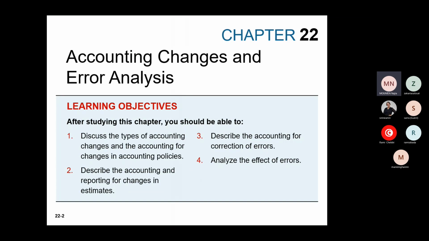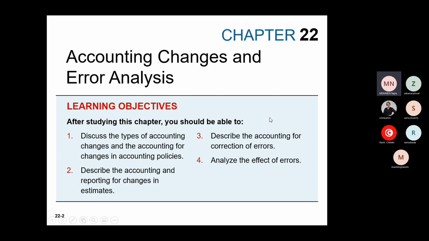So chapter 22 is about accounting changes and error analysis, okay? In particular, we'll be discussing the different types of accounting changes. And of course, if these changes occur, how to account for them. If we make any changes in accounting policies, how to account for it. If we are making any changes in estimates, how we account for it, and why we provided these as separate learning objectives or sections, because you'll see that the accounting treatment will differ based on whether it is a change in accounting policy or a change in accounting estimates, okay?